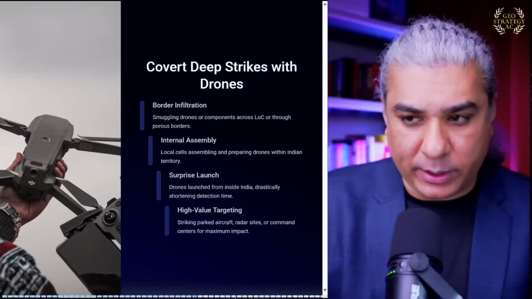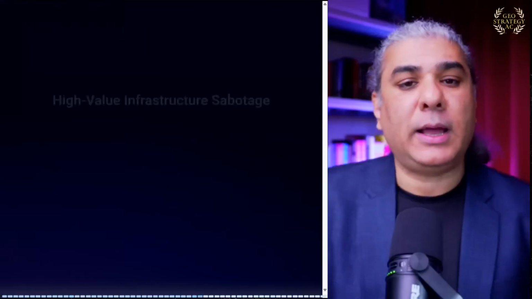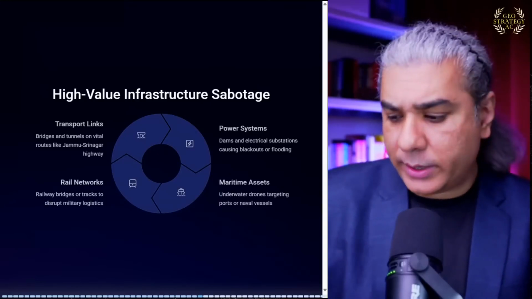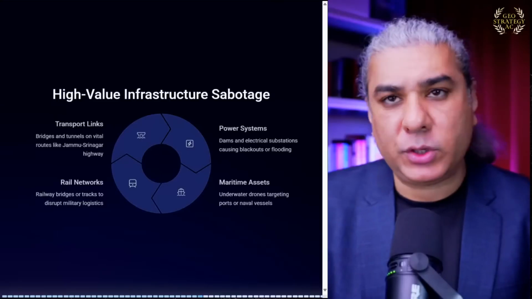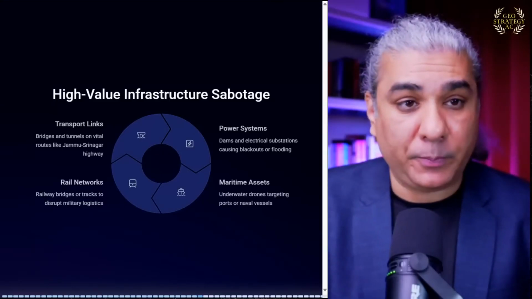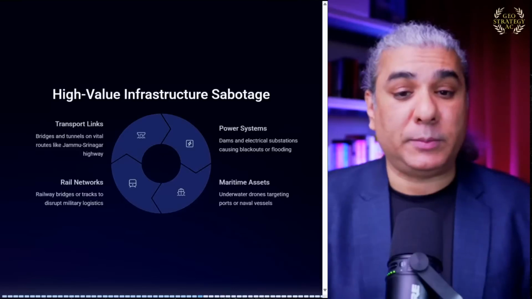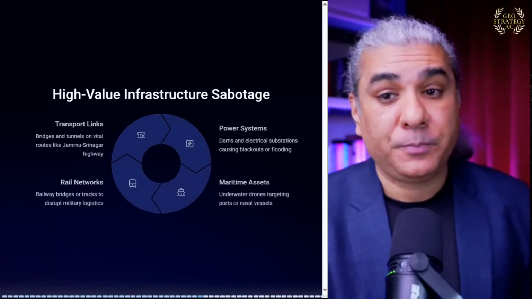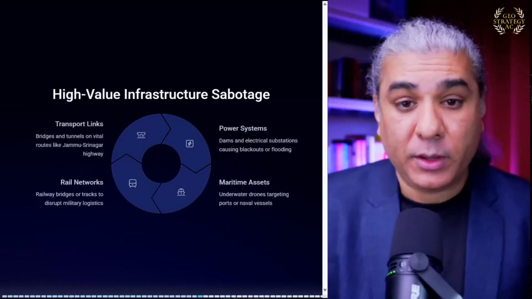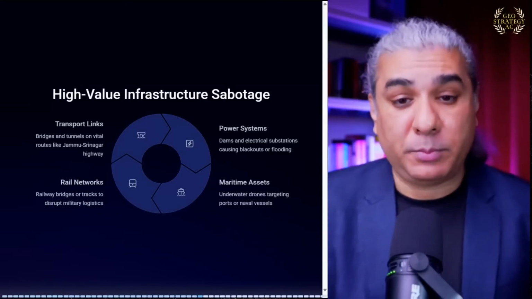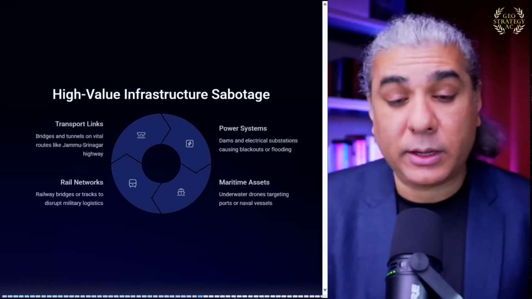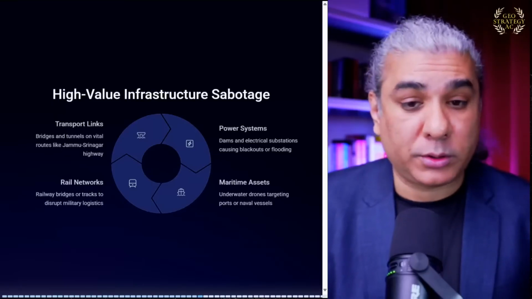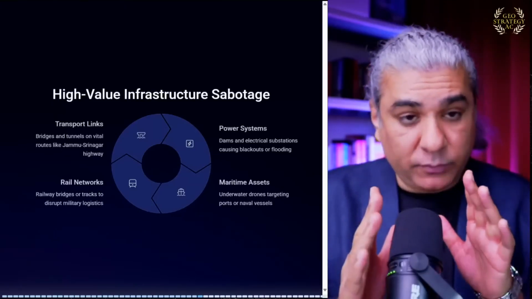Now, over here, we're talking about military targets. But what other high value infrastructure could Pakistan potentially target? They could target transport infrastructure, bridges and tunnels on vital routes like the Jammu Srinagar highway, right? They could target power systems, dams, electrical substations. If they target a dam, for example, I mean, they would be wise not to, but that would cause flooding. If they target electrical substations, that would cause blackouts. Right? If the Pakistanis get their hands on maritime underwater drones, then they could target maritime assets like ports or naval vessels. India will have to be cognizant of all these threats now.